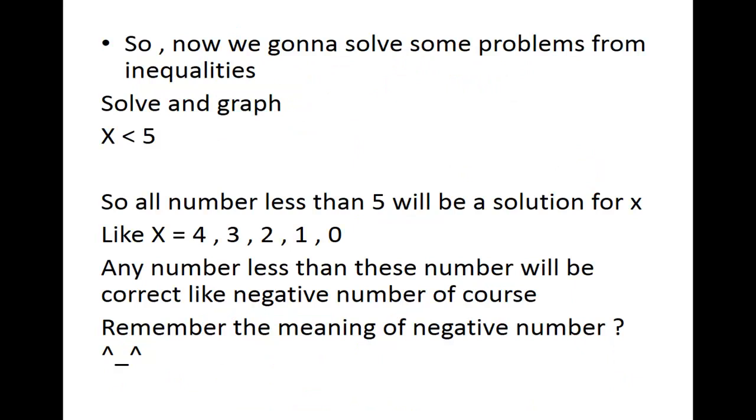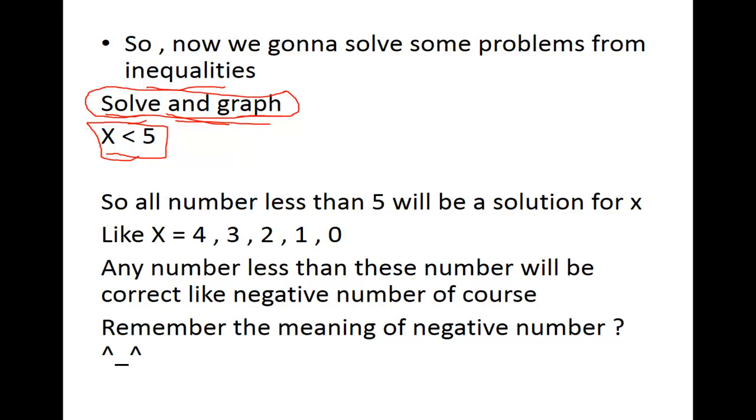Now we're gonna solve some problems from inequalities, like this one. The question will say solve and graph. Both solve and graph. So x less than 5. The meaning of x less than 5 is that all the numbers below 5 are correct.